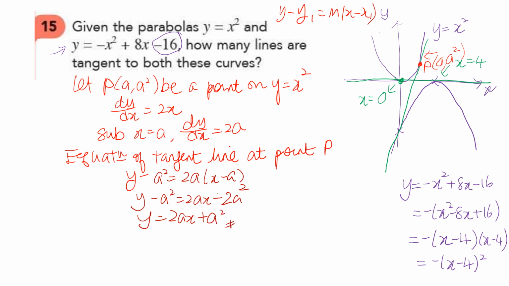Alright, so this is the equation of my tangent line at P. And of course, this tangent line is expected also to be the tangent line for the second curve, can you see that? So that means I have two equations here. I have the equation of my tangent line, and I also have the equation of the second curve.